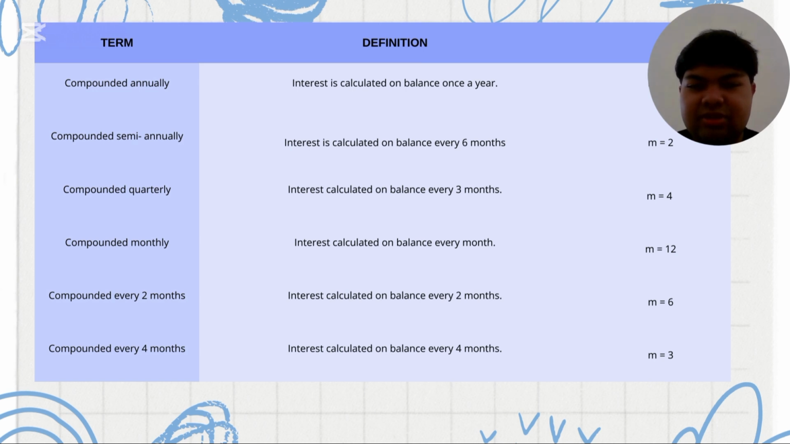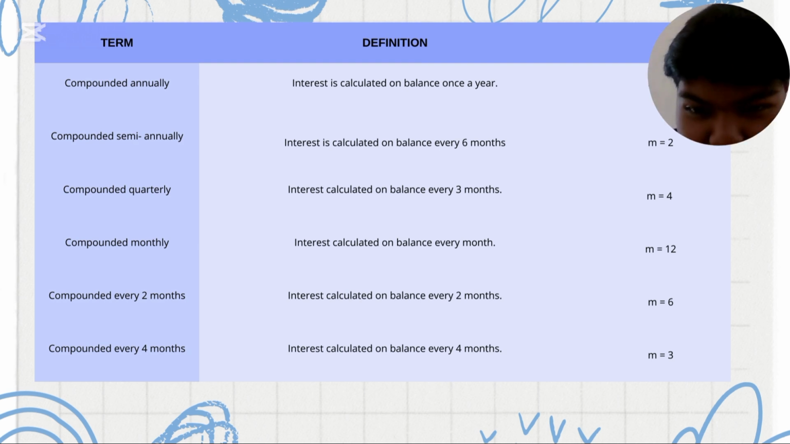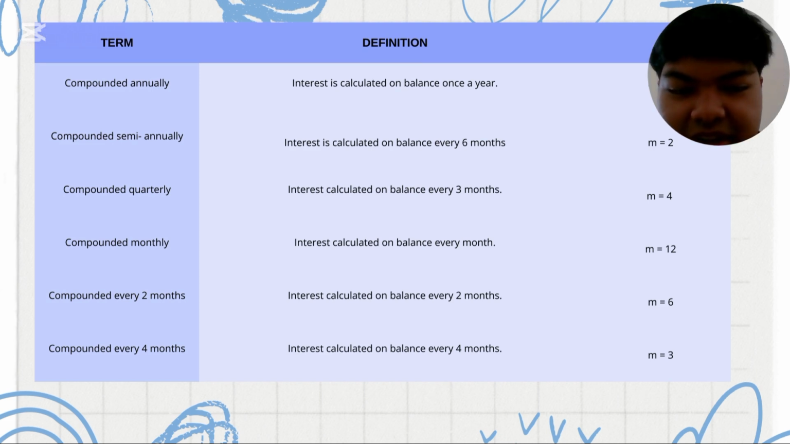Let's proceed to the ones that are very confusing. Compounded every 2 months means interest is calculated on the balance every 2 months, so M equals 6. For the last one, compounded every 4 months means interest is calculated on the balance every 4 months, so M equals 3.